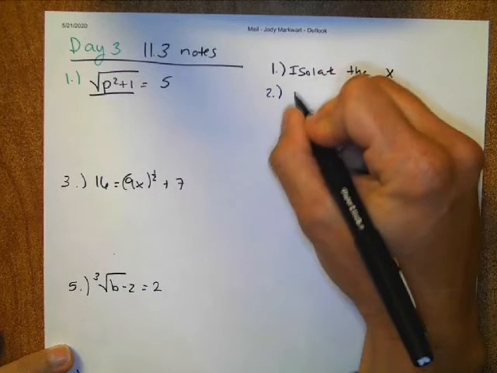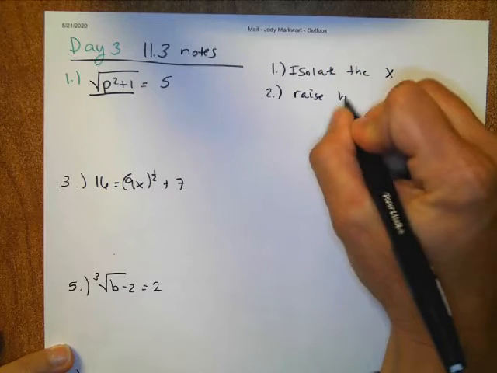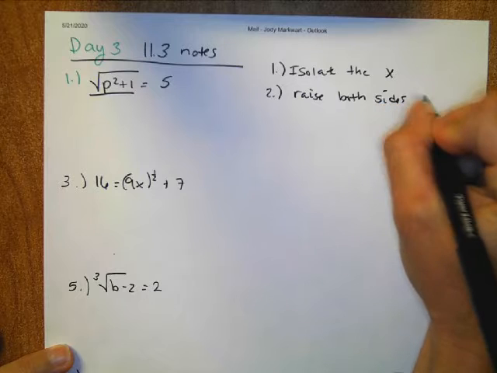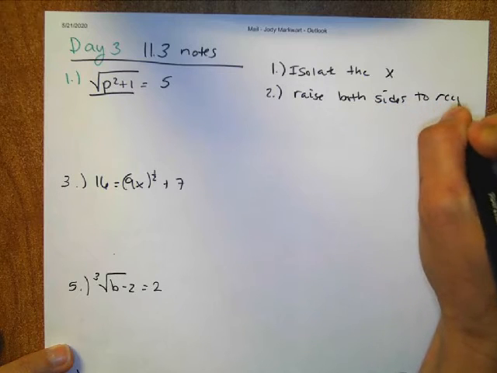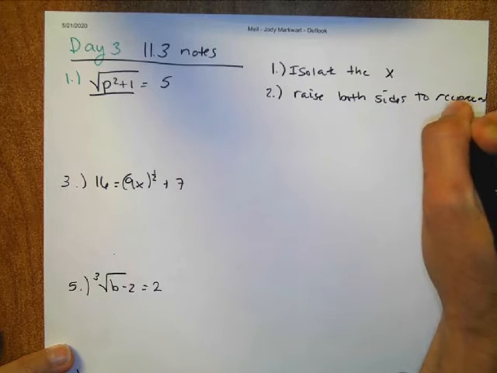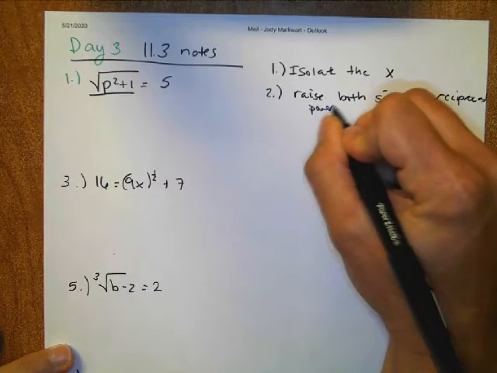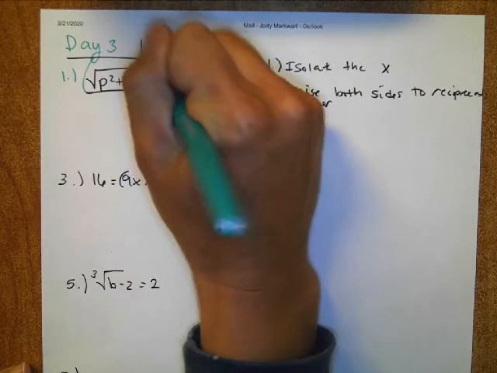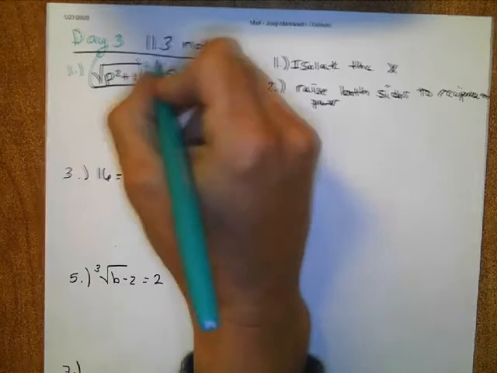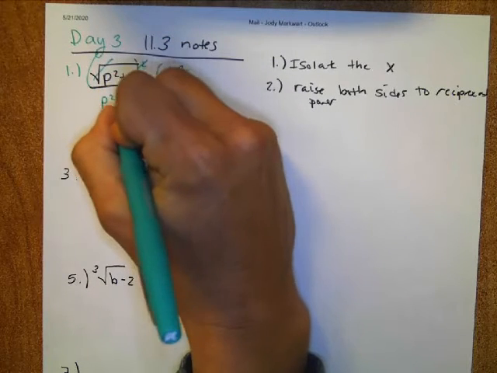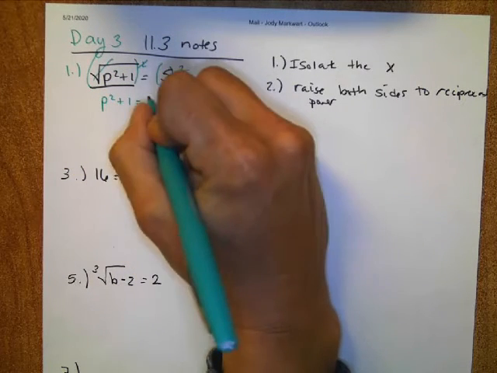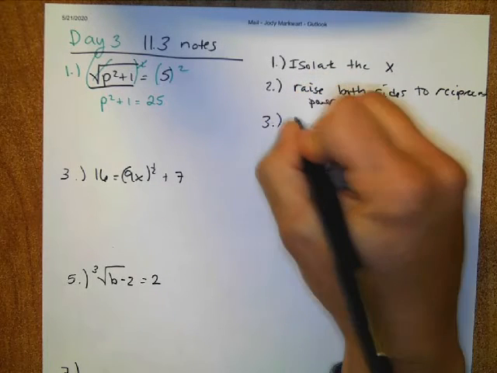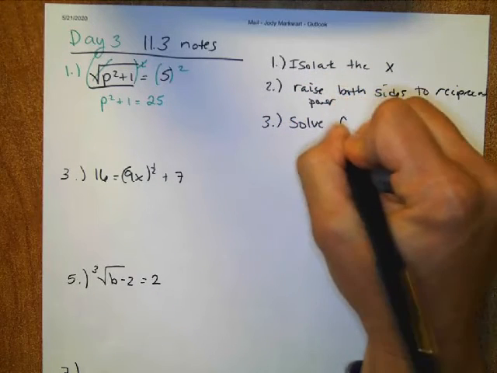Number 2, you're going to raise both sides to the reciprocal power. This one is a square root, so I'm going to raise it to the reciprocal, which is squaring both sides. When you square the square root, they cancel each other out, and you're left with what's underneath. Square the right side, 5 squared is 25. Step number 3 is you're going to solve for x.